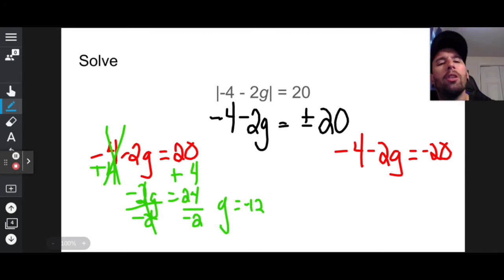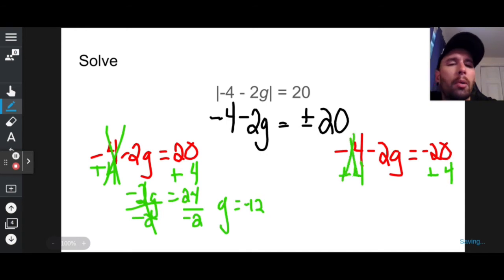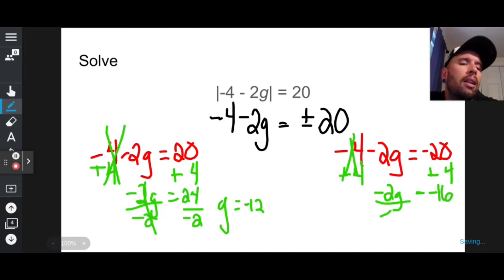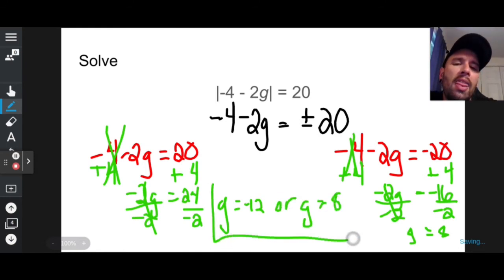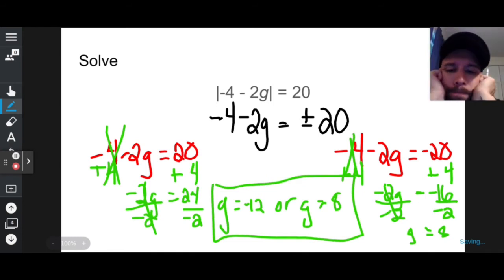My second option is going to be add 4. Oh, yeah, just like we did in the other one. Bring down the negative 2g. That's negative 16. Divide by negative 2. G equals 8. So my other option is g equals 8. There's an OR, and that's my answer.